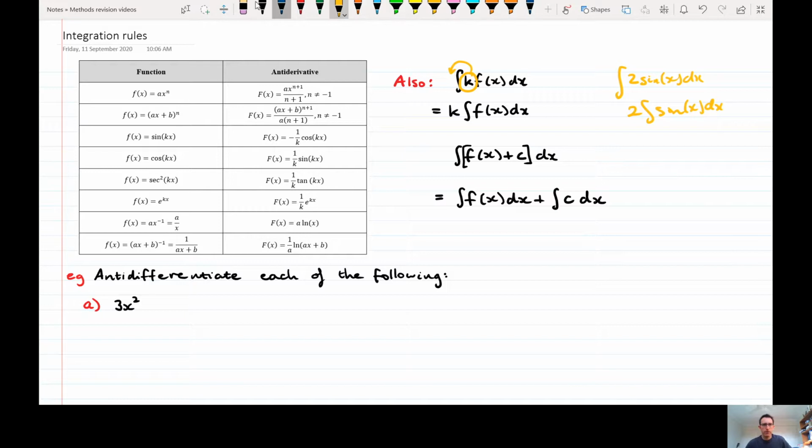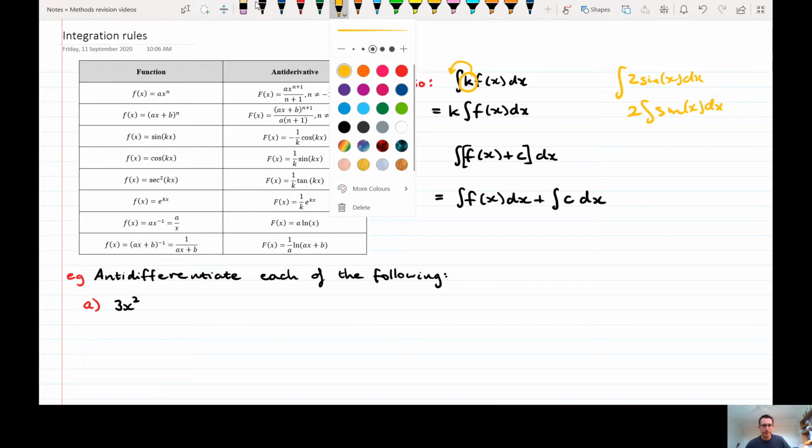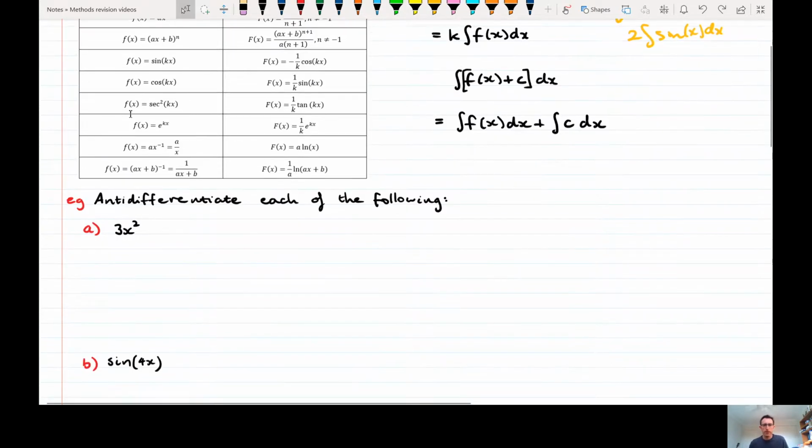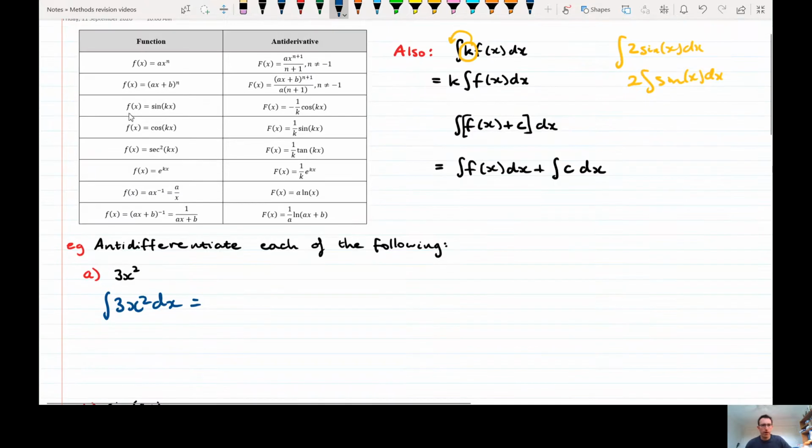So let's go through and use these rules here to do some anti-differentiation. So first one, nice straightforward one to start with, is 3x squared. So the antiderivative of 3x squared, we can write it like this. Now, according to our rule at the top here, we increase our power by 1 and we divide by that new power. So 3x squared now becomes 3x cubed over 3, which cancels out and gives you x cubed.